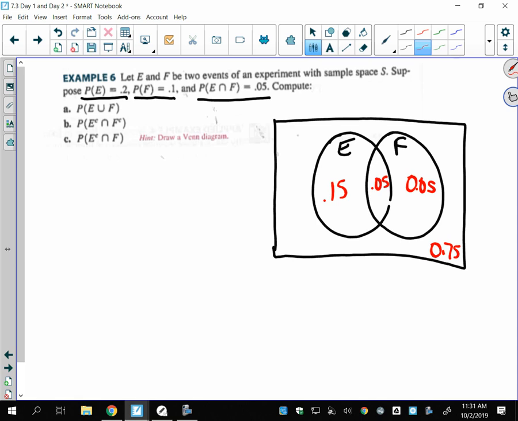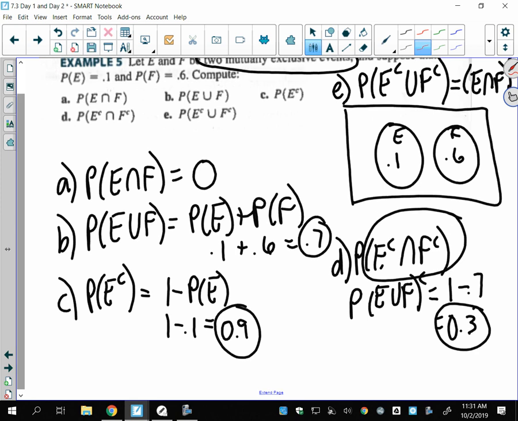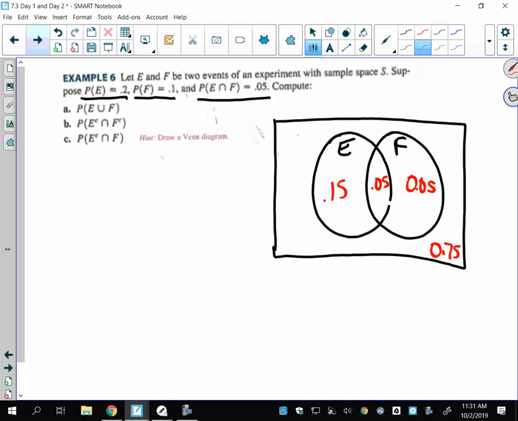And I think if we go back, I've just figured out this one. How could I get 0.3 if I didn't know De Morgan's law? Well, this is 0.1 and this is 0.6. That's 0.7. So the chance of it not happening would be 0.3. That would be the outside part. Here we go. I just learned something.